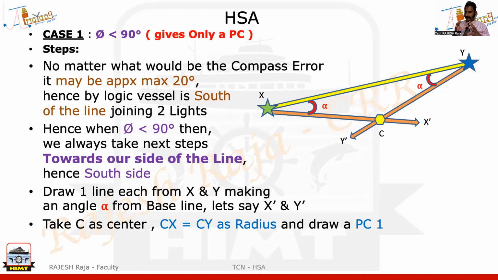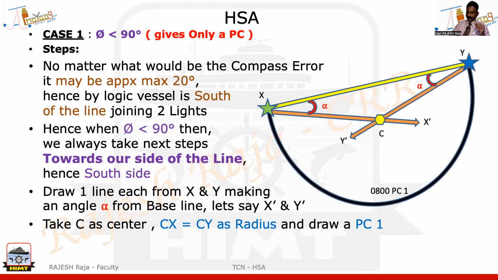Both have to be the same. If they don't come the same, then that means there is a small error in your diagram. So be careful in plotting small angles alpha. Sometimes angles are quite less than 10 degrees. You'll have to be careful. So take Charlie as the center with your compass. Take the radius as Charlie X-ray or Charlie Yankee, and draw a circle. So this is the circle which I call position circle 1.